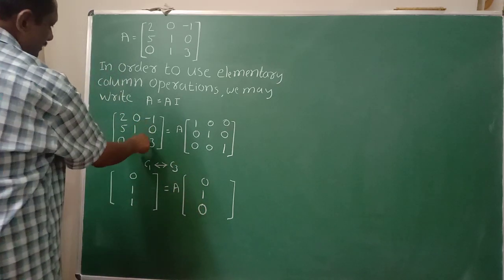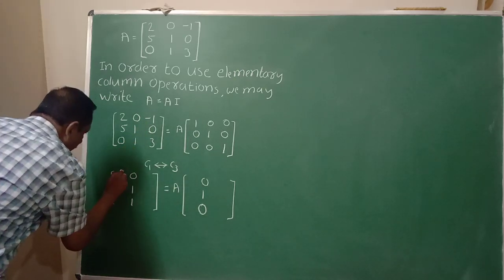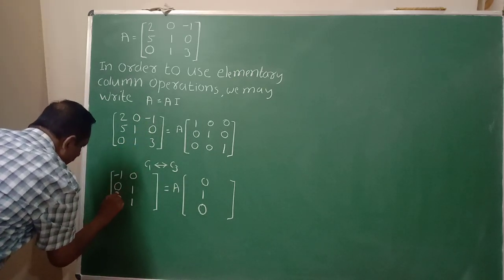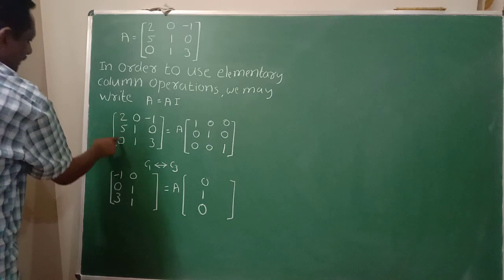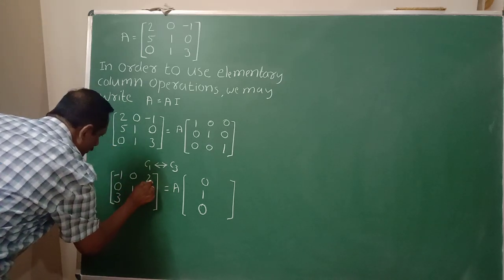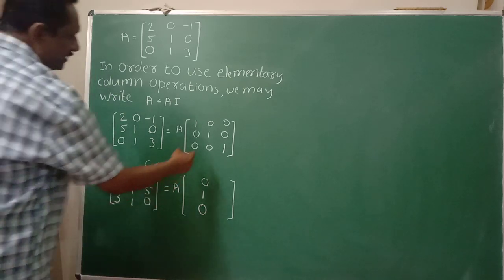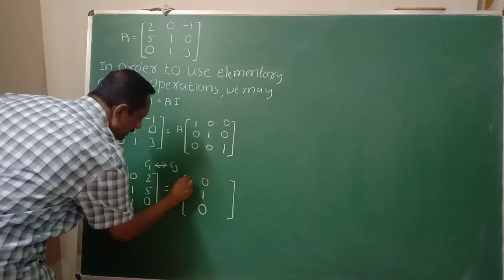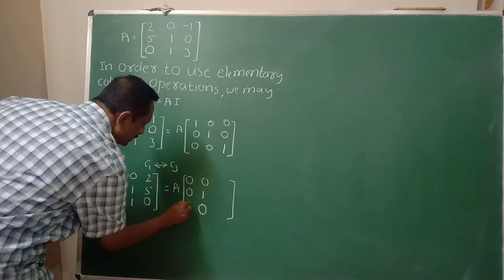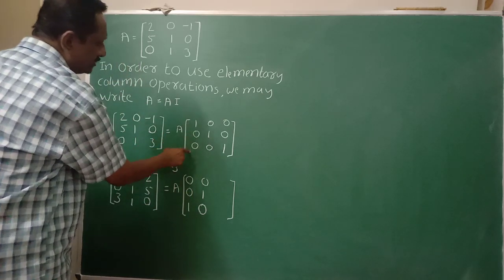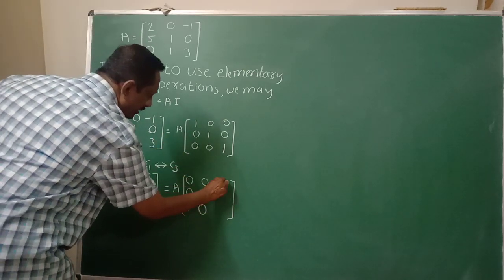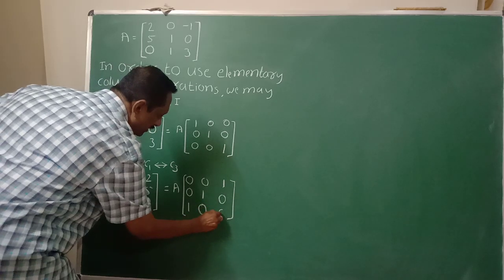So minus 1, 0, 3 right here. And here 2, 5, 0. Then 0, 0, 1 right here, the first column 0, 0, 1. 1, 0, 0 right in the third column here. 1, 0 and 0.